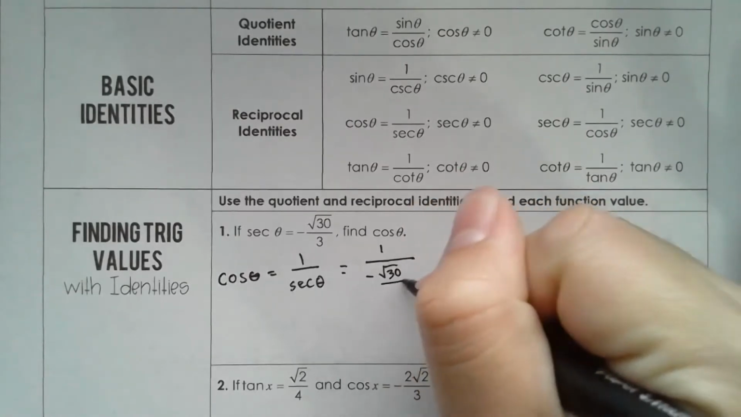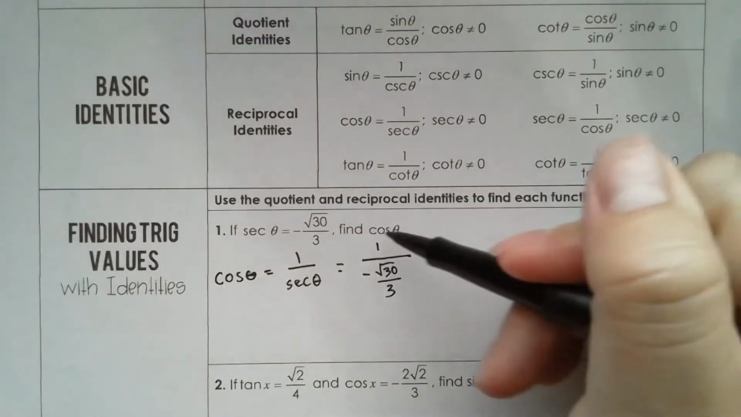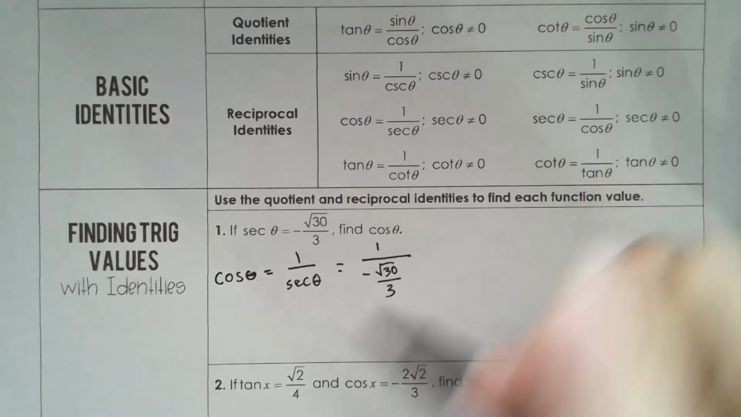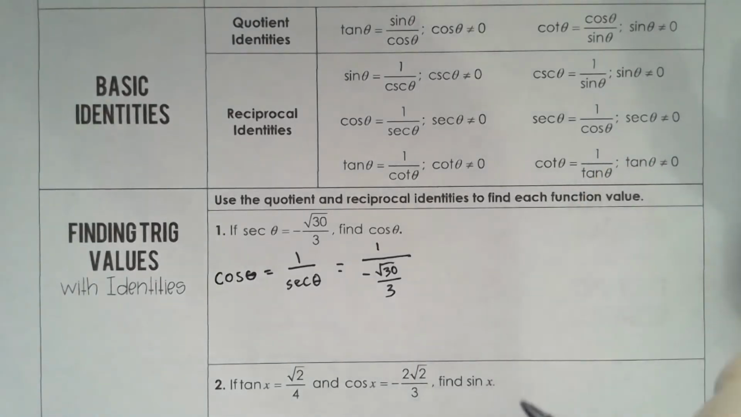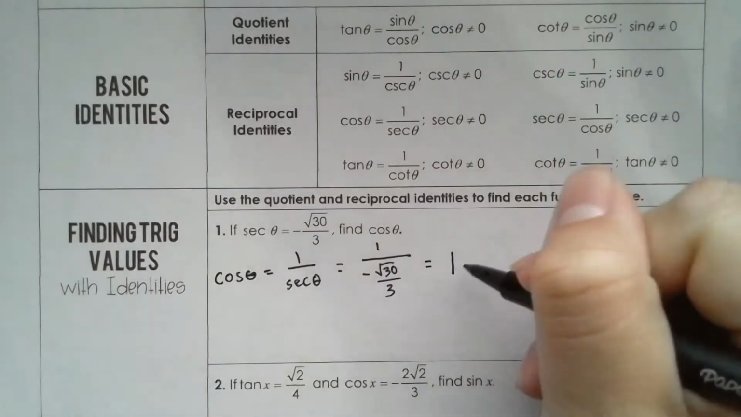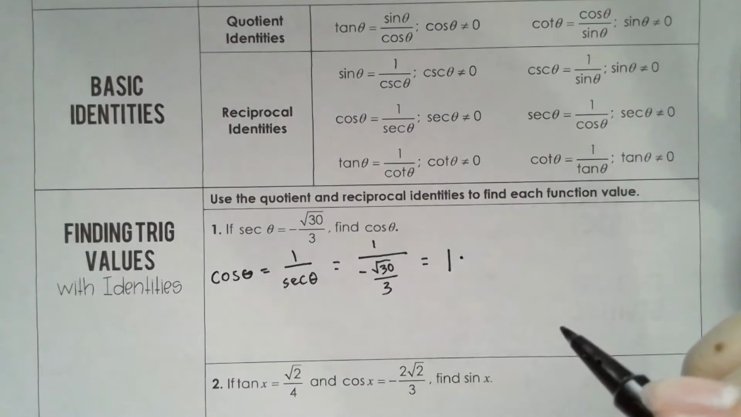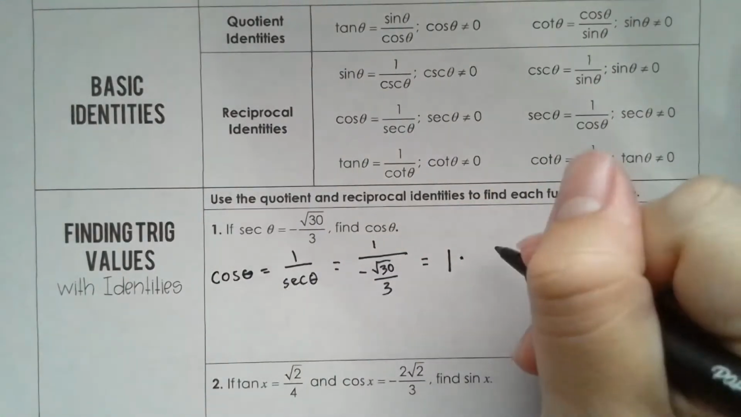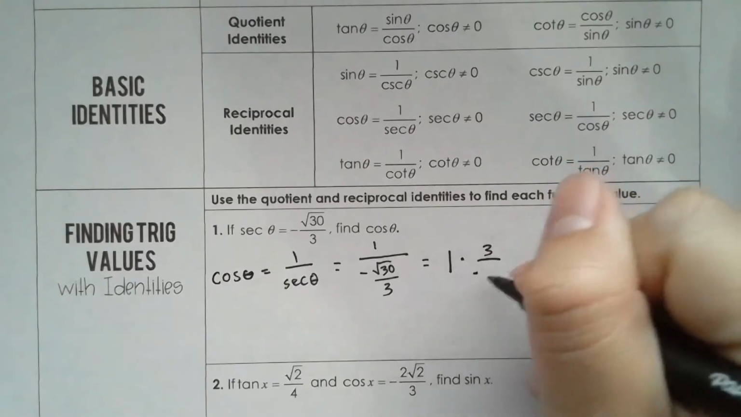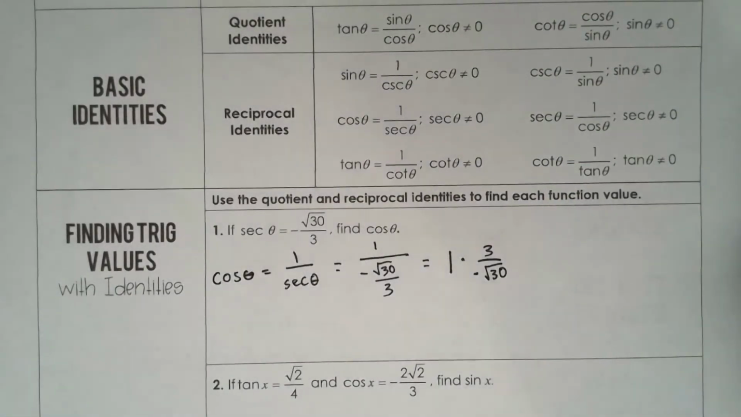Now this right here is a complex fraction, something divided by a fraction. Recall from way back when you first learned how to divide by a fraction, you switch from division to multiplication, and then you multiply by the reciprocal. 3 over the fraction is negative square root 30, doesn't matter whether it's the top or the bottom. Which is of course anything times 1 is just itself.